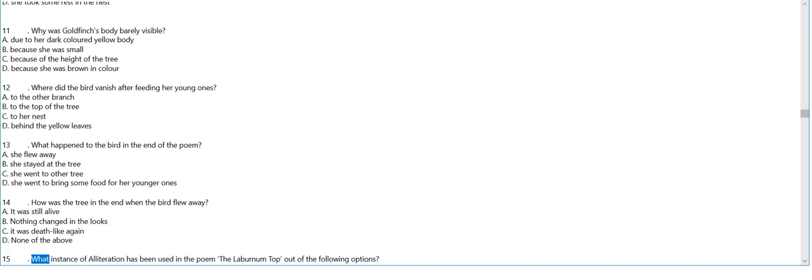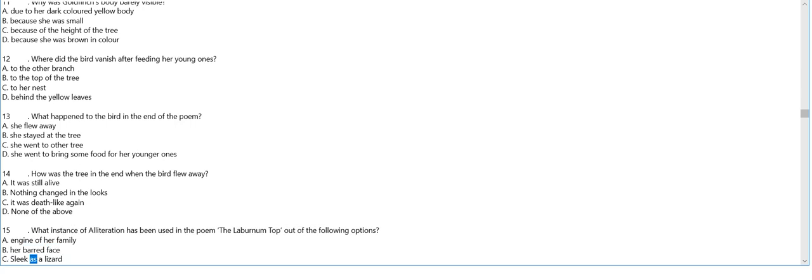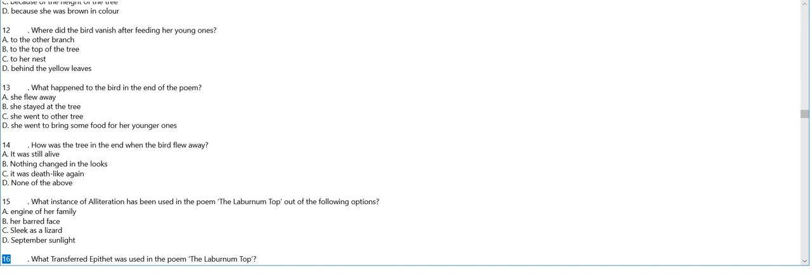15. What instance of alliteration has been used in the poem, The Laburnum Top, out of the following options? A. Engine of her family. B. Her barred face. C. Sleek as a lizard. D. September sunlight.